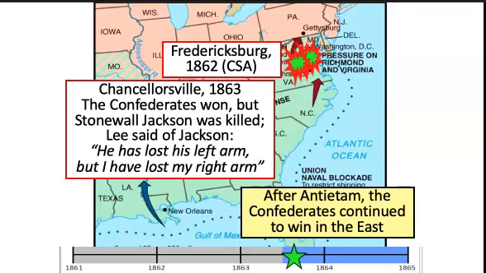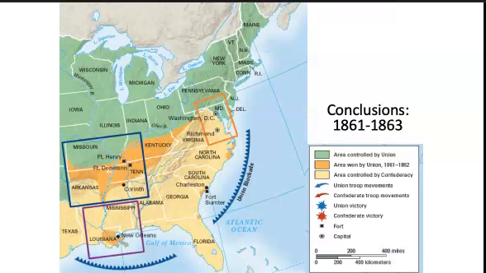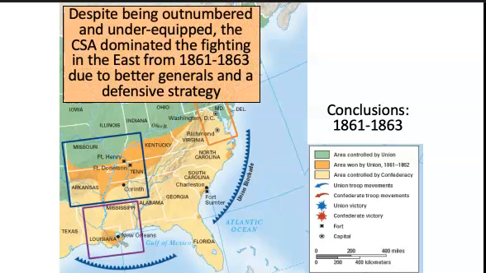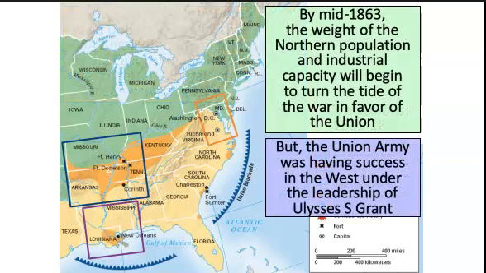So generally speaking, although after Antietam the Confederates continue to win in the East, we are going to see some major changes about to happen. Between 1861 and 1863, despite being outnumbered and under-equipped, the Confederacy will dominate the fighting in the East due to better generals and a better defensive strategy. However, by mid-1863, the weight of the northern population and industrial capacity starts to turn the tide in favor of the Union. The Union also has success in the West with the leadership of General Grant.